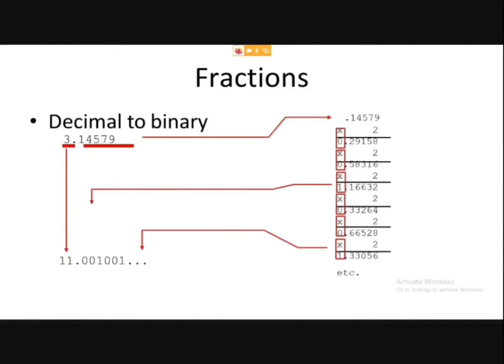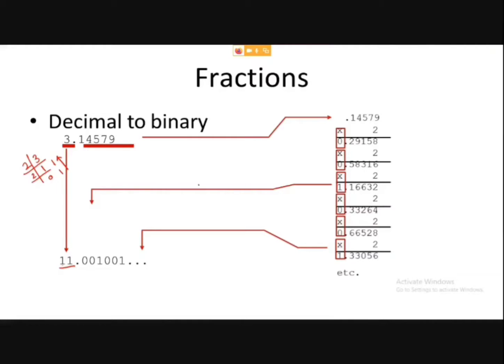So for decimal to binary, if you want to convert 3.14579 into binary, 3 can be directly written as 11. Or you can convert this 3 by the successive division method. 2 ones are 2, remainder is 1; 2 zeros, remainder is 1. If I arrange these in reverse order, I will get 1, 1. So that's why it is written 1, 1 here.